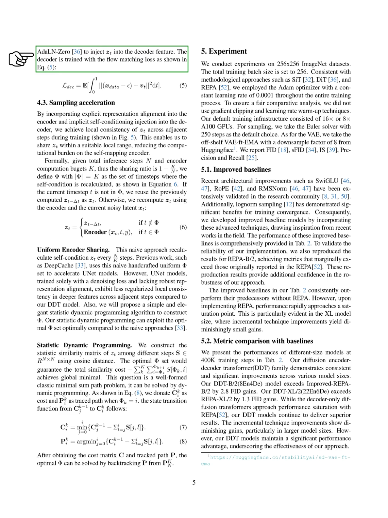The decoder is trained using a matching loss that measures the difference between the data and the estimated velocity over a range of time steps. For sampling acceleration, we incorporate explicit representation alignment in the encoder and implicit self-conditioning in the decoder. This approach helps maintain local consistency of the self-conditioning feature across adjacent steps during training, allowing us to share this feature within a local range and reduce the computational load on the encoder. We define a set of time steps where the self-conditioning is recalculated, and if the current time step is not in this set, we reuse the previously computed feature.